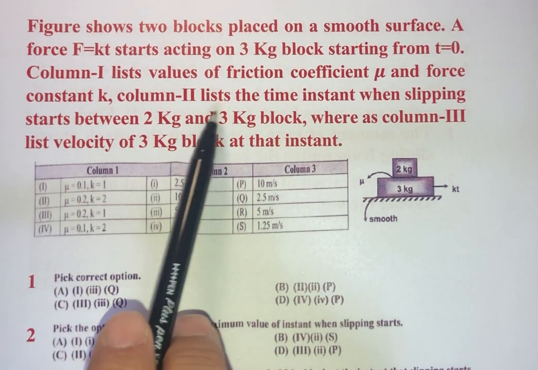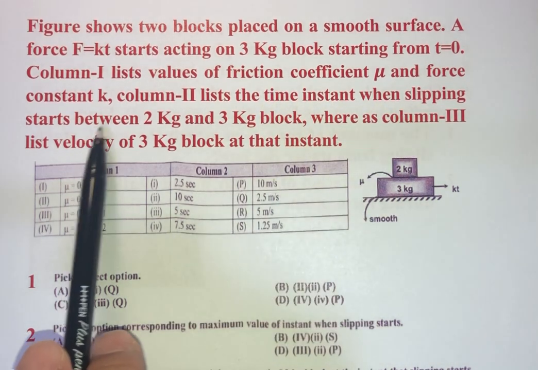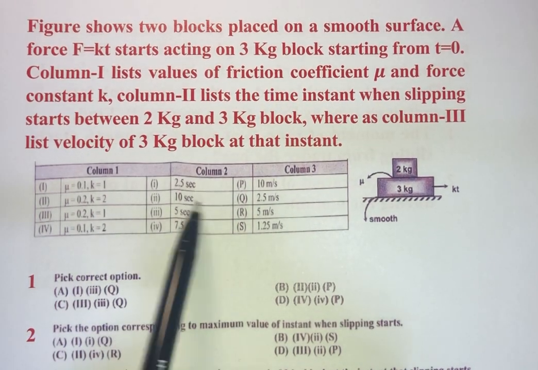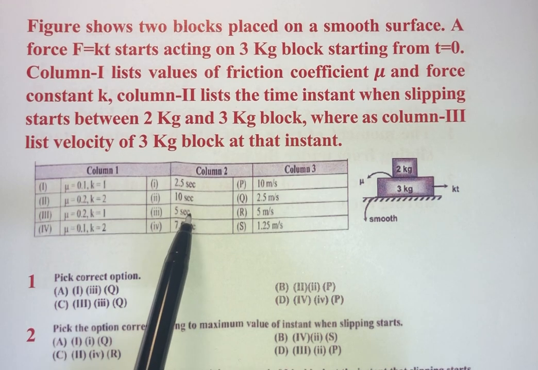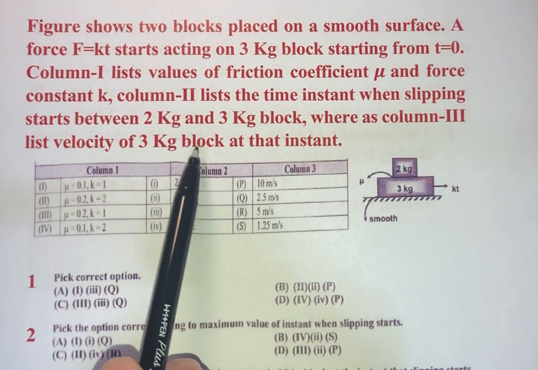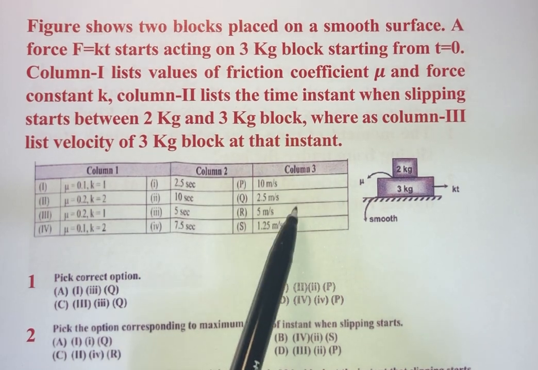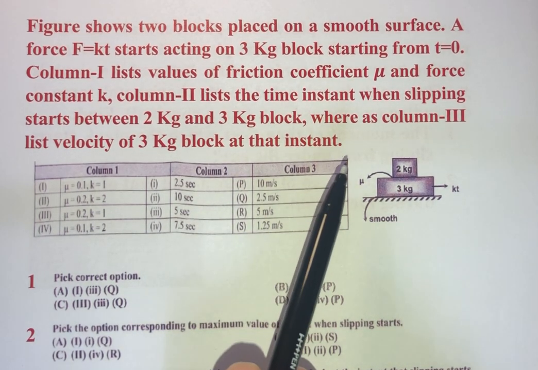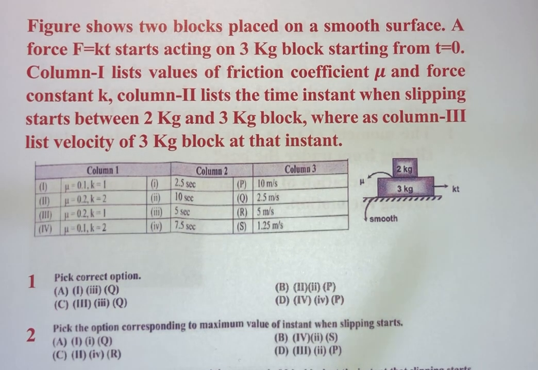Column 2 lists the time instant when slipping starts between the 2 kg and 3 kg blocks. So this is column 2, in which time is given for slipping, whereas column 3 lists the velocity of the 3 kg block at that instant. So column 3 gives us the velocity when the slipping starts.